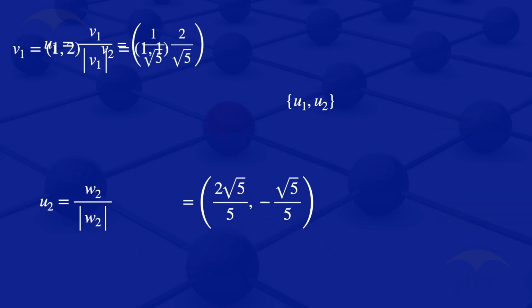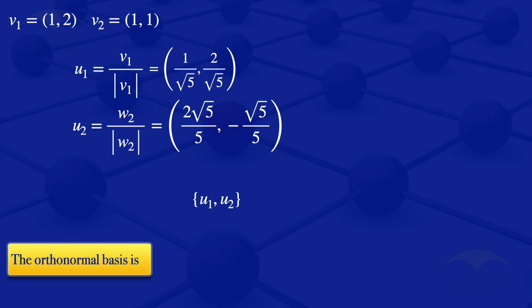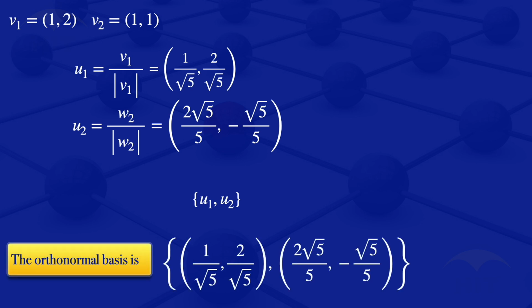The U1 and the U2 that we have there form the orthonormal basis. So the orthonormal basis is the set of vectors (1 divided by square root of 5, 2 divided by square root of 5) and the second vector (2 root 5 divided by 5, minus root 5 divided by 5).